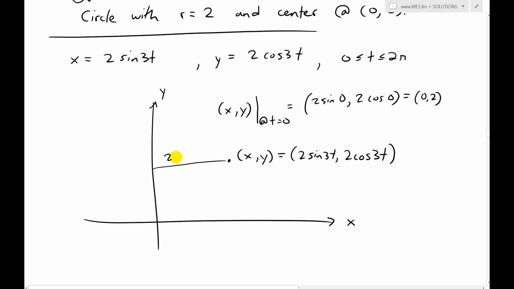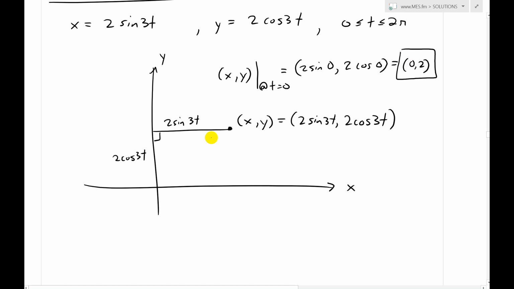This is 2 sine 3t distance, and this one right here is the vertical component, which is 2 cosine 3t. Now the reason I'm doing it that way is because this is going to be where our t is going to be, and I'll show you it's an angle. In fact, this is a right angle, so let me make this a bit better, like this. Alright, so we have that. I'm going to box this one out.